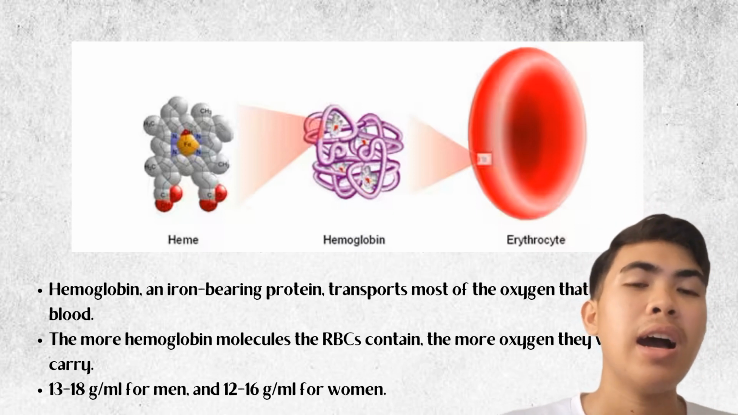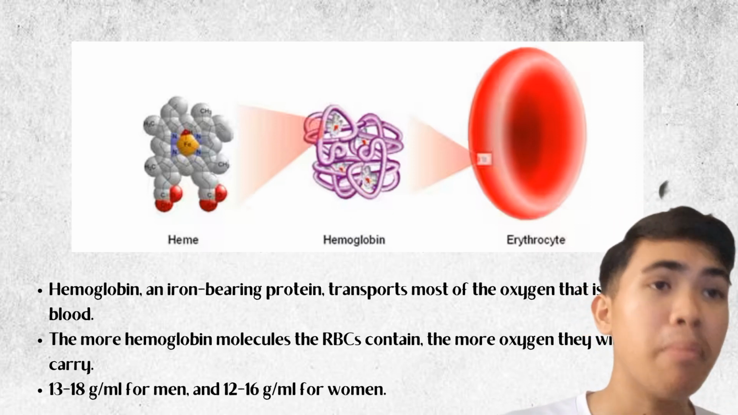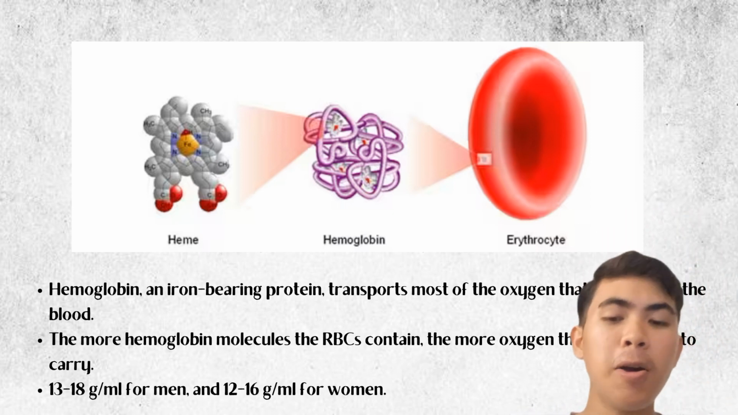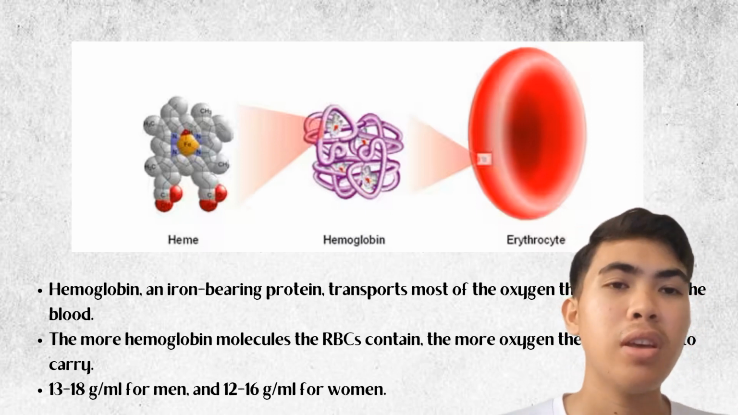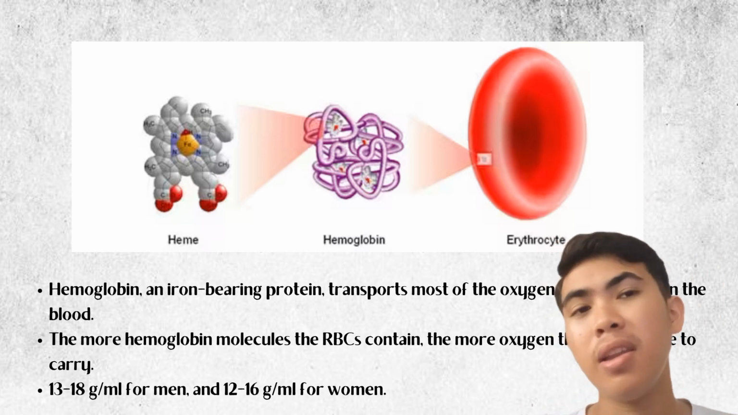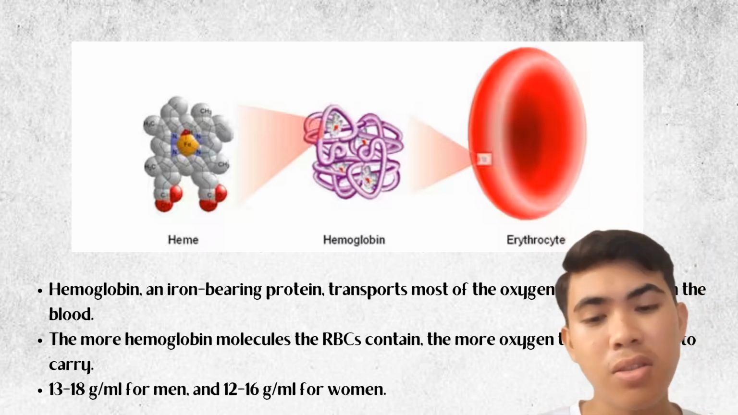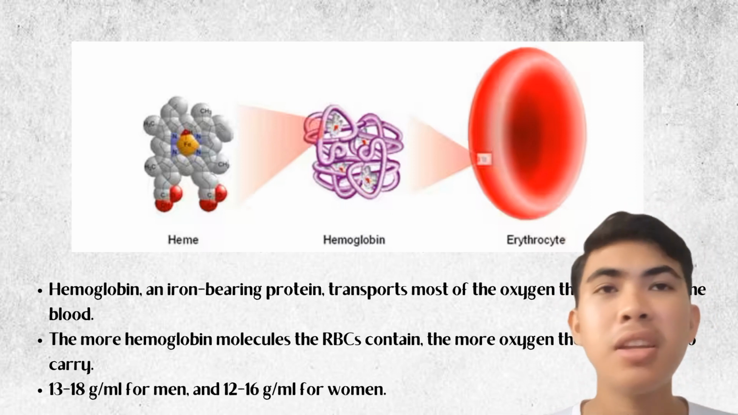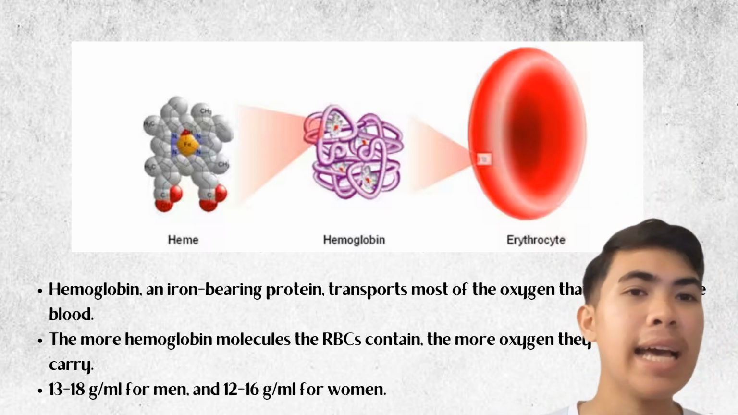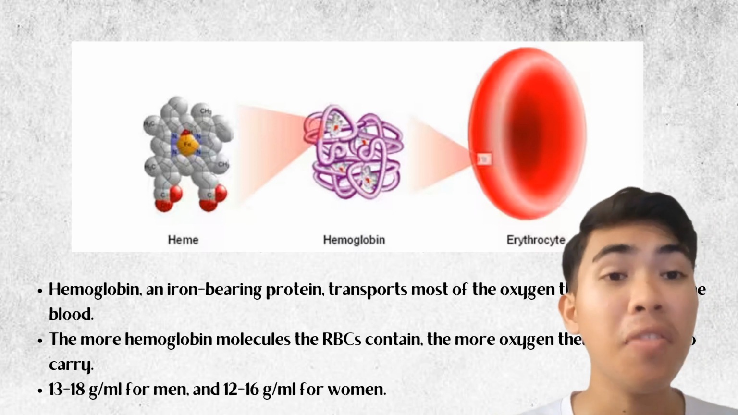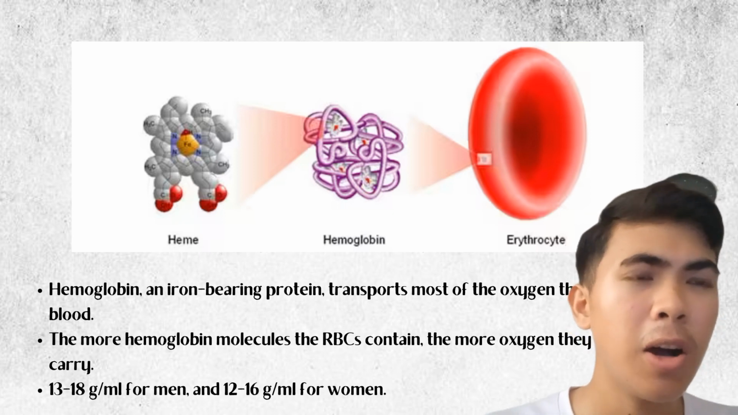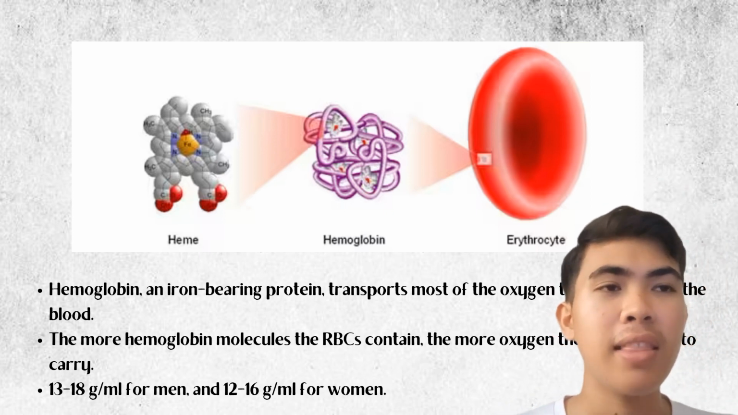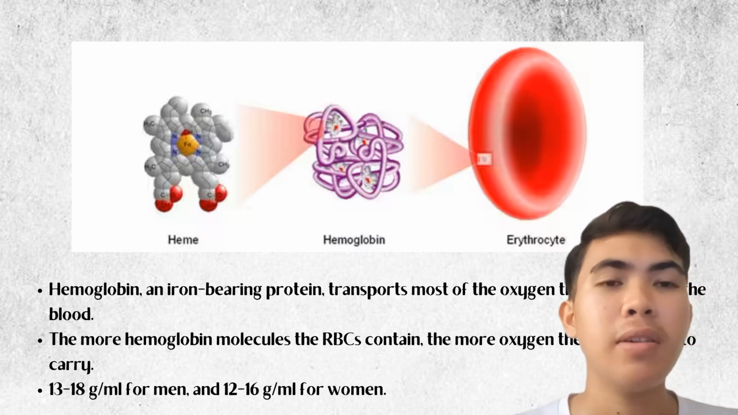Now for men, it is 13 to 18 grams, and for women it is 12 to 16 grams. And there are a lot of factors that contribute to the increase and decrease of hemoglobin. It varies with age: in infants, hemoglobin is more numerous than in old people. In race, it is more numerous in whites than blacks, since blacks, especially in the continent of Africa, have what we call sickle cell anemia, which will be discussed later on, a type of gene that destroys some of the blood cells.